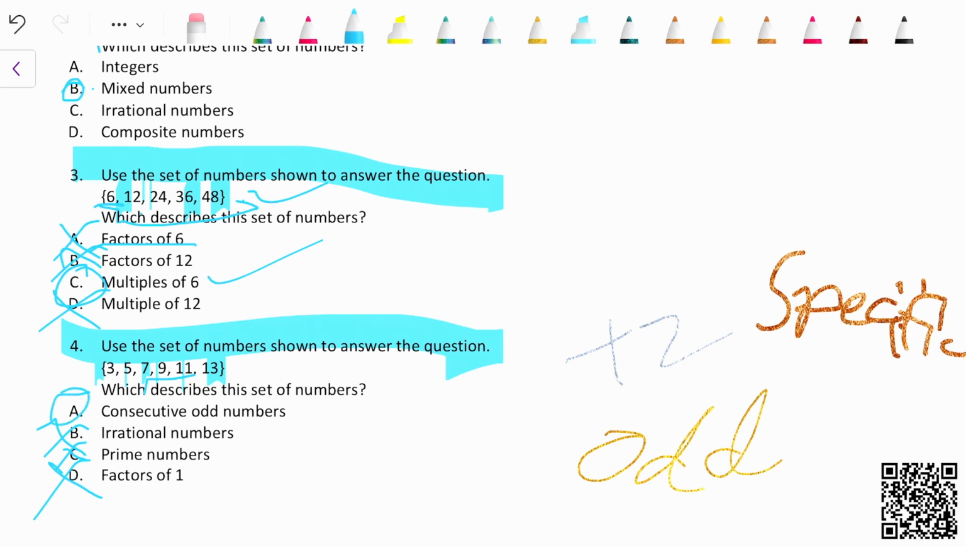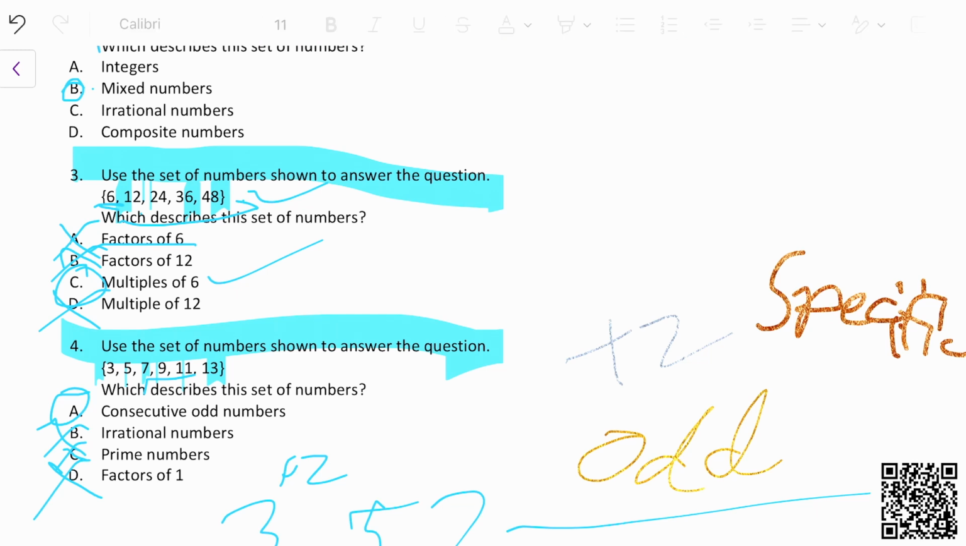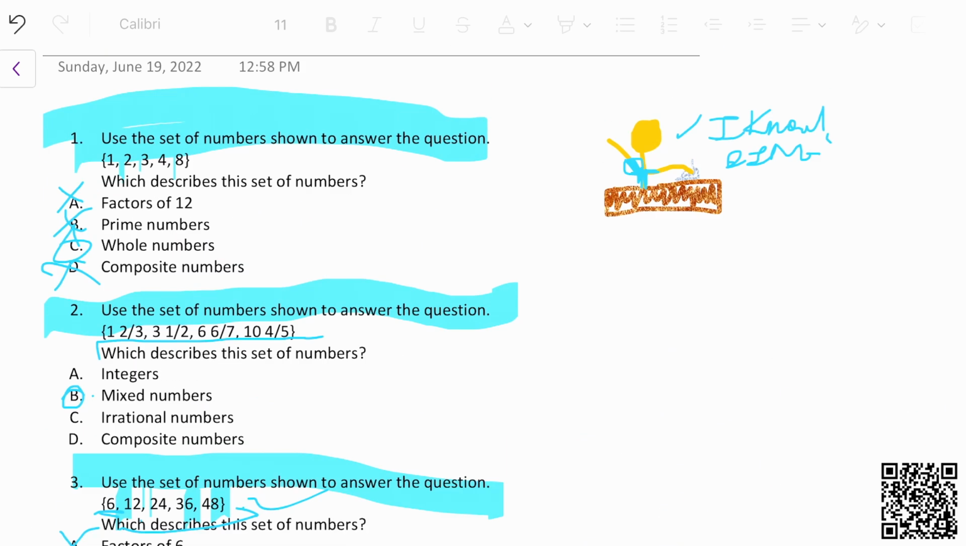Consecutive odd numbers, like I explained, are extremely specific. Let's give an example here, like 3, 5, and 7. It's basically plus 2 every time, and they have to be odd. So it is consecutive odd numbers, because 3 plus 2 equals 5, 5 plus 2 equals 7, 7 plus 2 equals 9, and so on.